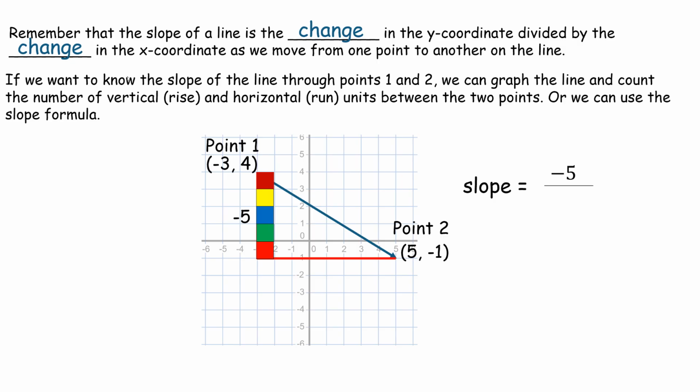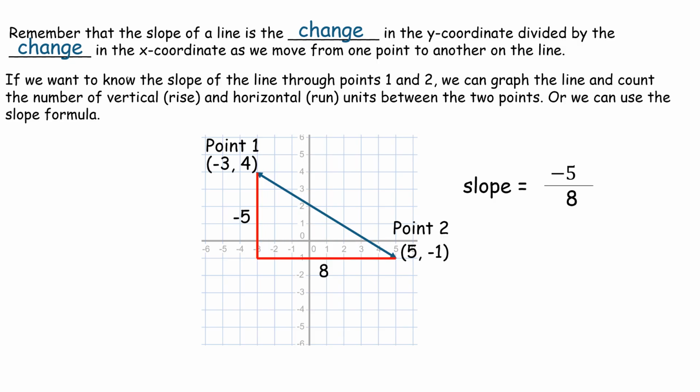Then going from negative 3 to 5, for the change in your x coordinates, that's going 1, 2, 3, 4, 5, 6, 7, 8 spaces to the right to get from negative 3 to 5 on the x-axis. So that is going to be your denominator for your slope. So the slope of the line through these 2 points is negative 5/8.